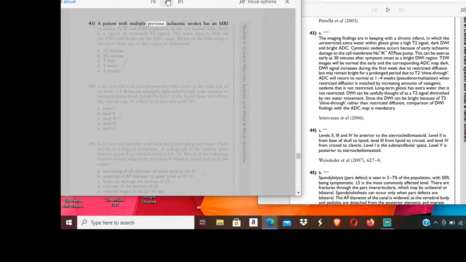43. A patient with multiple previous ischemic strokes has an MRI including T2W and DWI sequences. In the left frontal lobe, there is a region of increased T2 signal. The same area is dark on the DWI and bright on the ADC map. Which of the following is the most likely age of this region of ischemia? A. 10 minutes. B. 30 minutes. C. 3 days. D. 2 weeks. E. 4 months.